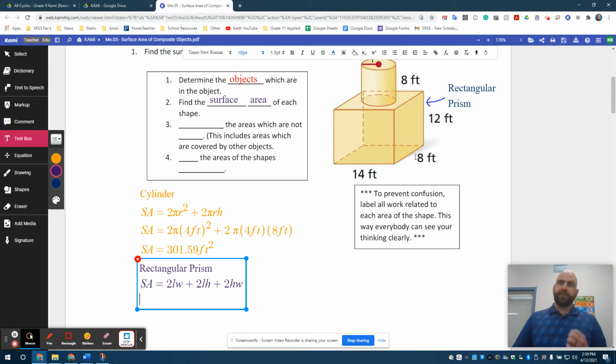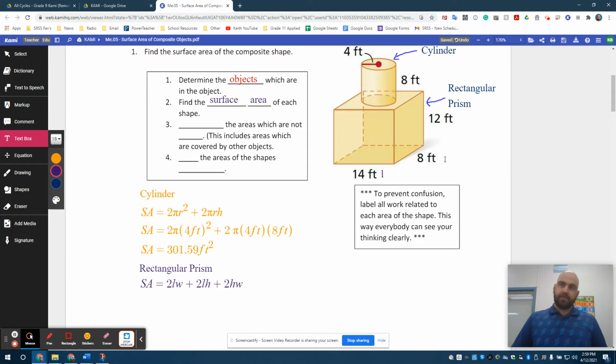We have 14 feet, 8 feet, and 12 feet as our three measurements. I'll quickly label this. Let's call this the length, let's call this the width, and we'll call this the height. Now with a rectangular prism, it really doesn't matter what we call each one of these. It's a matter of recognizing that each one of them is one of our measurements, and we have 3 measurements, and that's all we need. So there are the measurements we'll use.